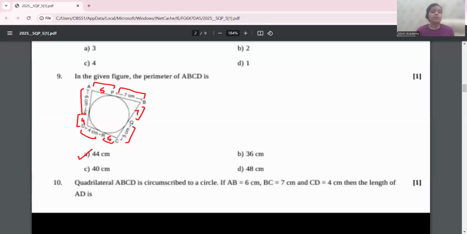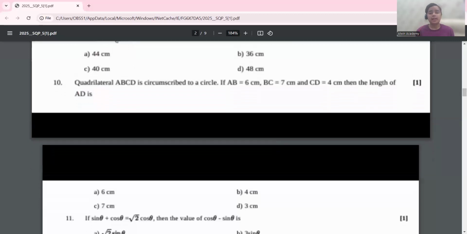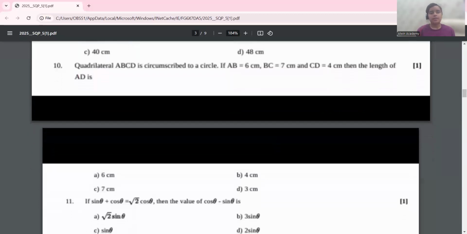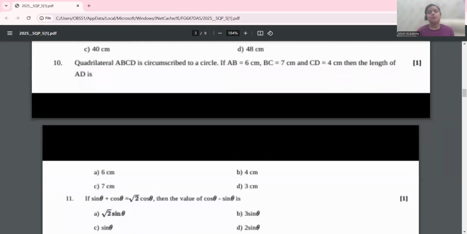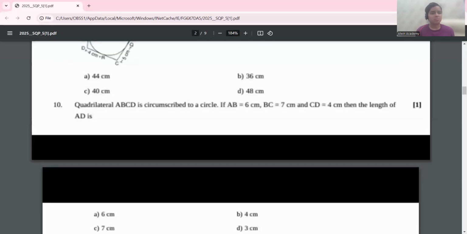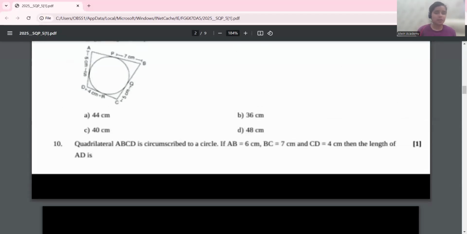Going to the next question, the quadrilateral ABCD is circumscribed to a circle. If AB is 6, BC is 7, CD is 4, then the length of AD is. Now, when we draw the particular figure for this, let's say, why not just use the figure for the above question, from a visualization point of view. So we're given this particular length, we're given this particular length, and we're given this particular length. Ignore the values written here because this is for the previous question. And we have to find the value of DA.